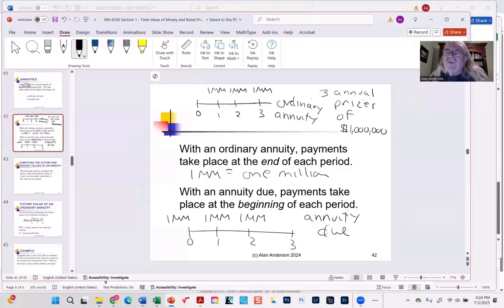But of course, the lottery sets the rules. You don't get to decide how the cash flows are distributed. So it could be an ordinary annuity, or it could be an annuity due.